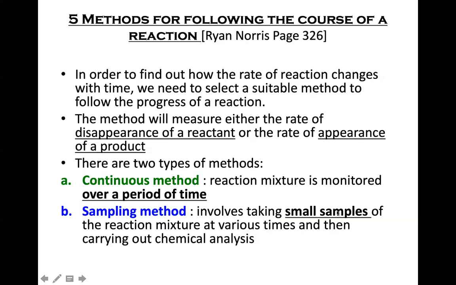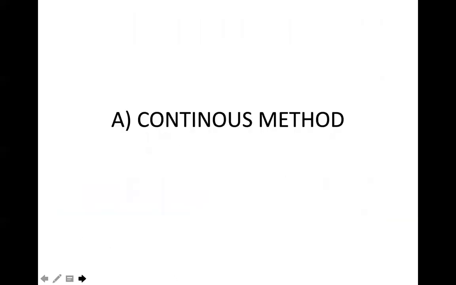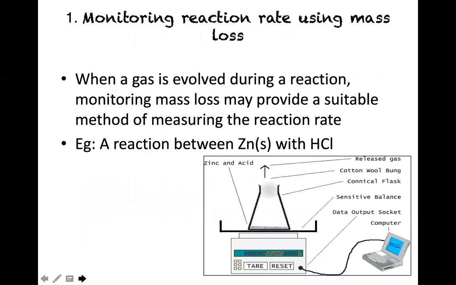Involves taking small samples of the reaction mixture and then you analyze it. So I will talk about the sampling method later on because it's the one that is less familiar. We'll talk about the continuous method first, which is the one that is more familiar to you. Okay, the first one is mass loss, right?